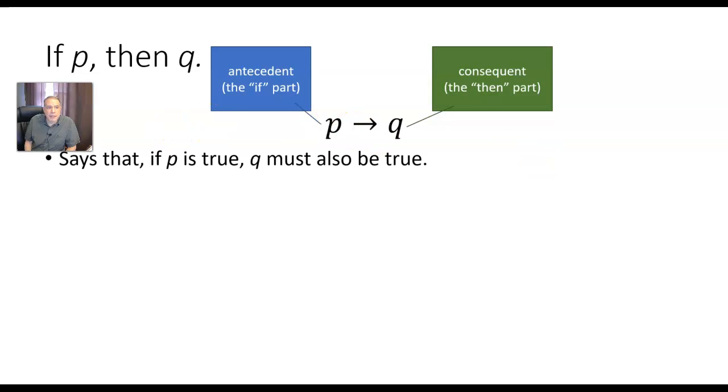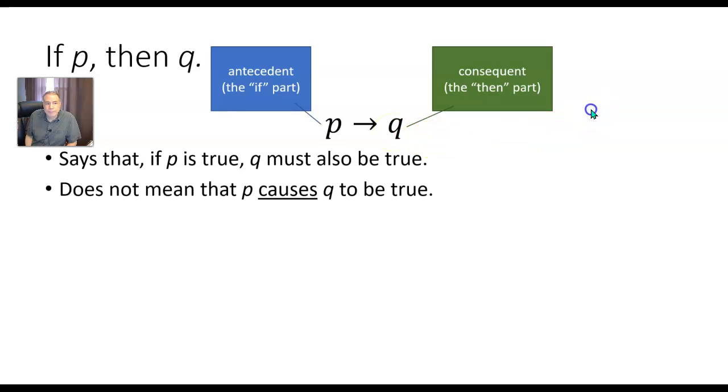Some other things to keep in mind. So a conditional like this says that if P is true, then Q must also be true. Later on, we'll look at actual truth tables and truth values of conditional statements, but that's the main idea here. What this is saying is that if the antecedent is true, then the consequent must also be true. It does not imply a particular relationship between those two statements other than saying that anytime P is true, then Q is also true. So it's not saying that Q is true because P is true, that P is somehow causing Q to be true.